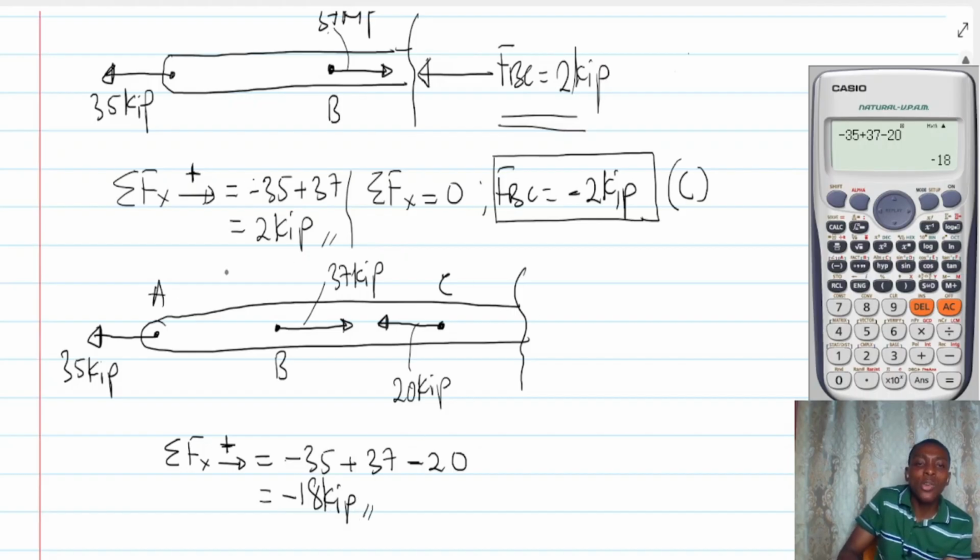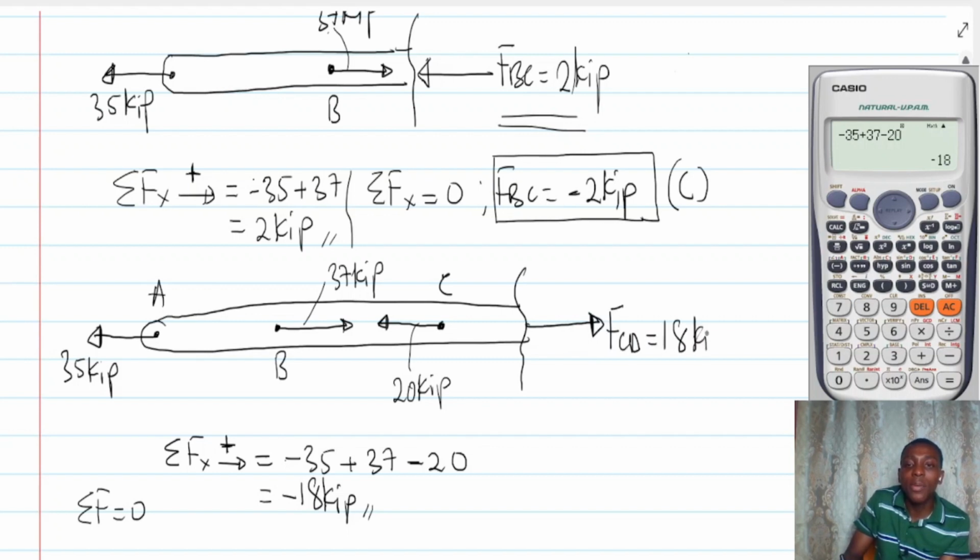So to make this whole thing be in equilibrium so that the summation of forces on it will be zero, then I need to attach a force of equal magnitude, but in the direction which is tensile. And that force must be FCD, okay? Which is what? 18 kip. But it's supposed to be tensile force so that it will cause the body to be in what? Equilibrium.